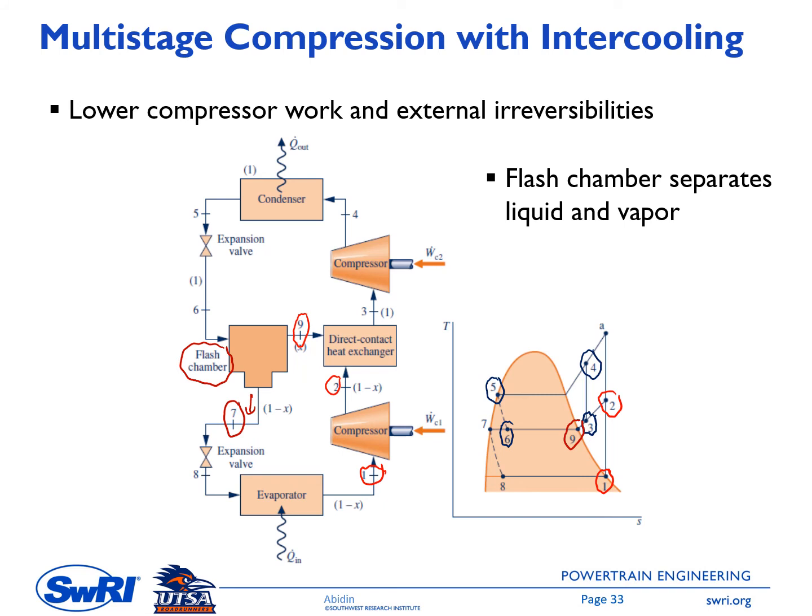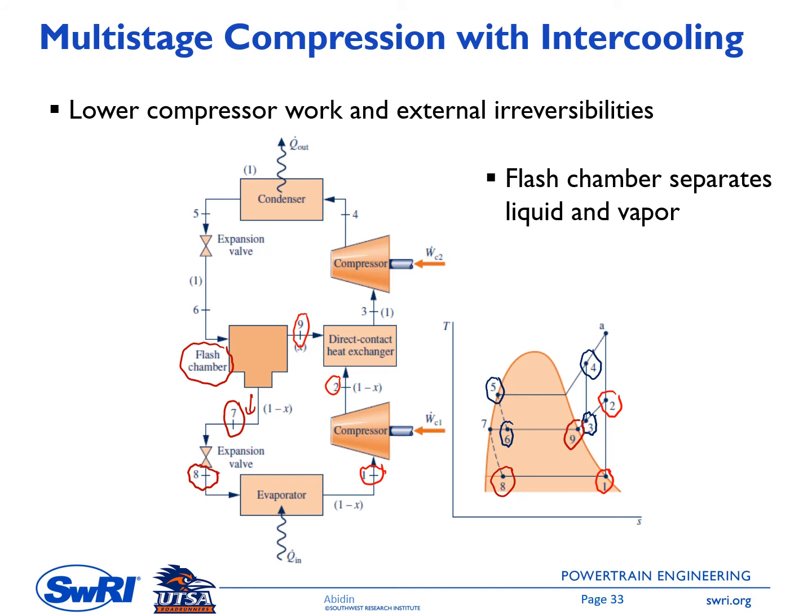Okay, and then from state number 7 it will flow to the other expansion valve, and then exit at state number 8, and then enter the evaporator and back again to state number 1.